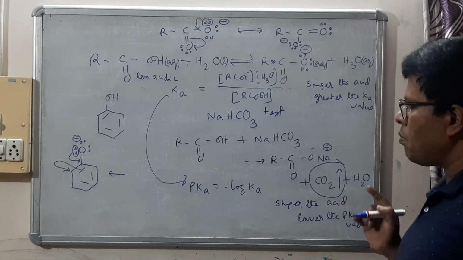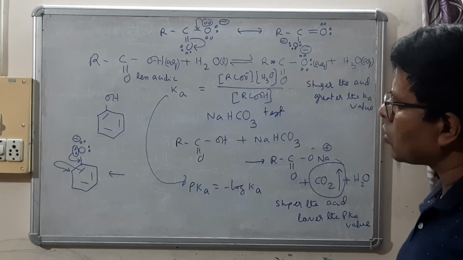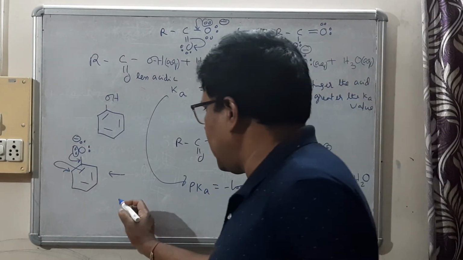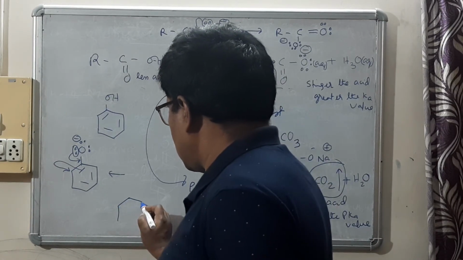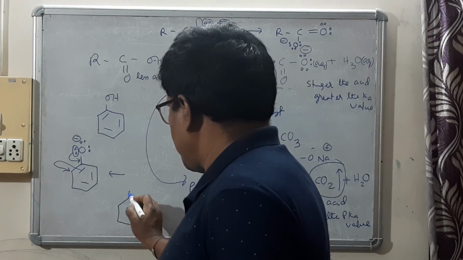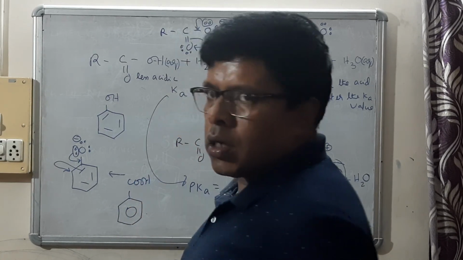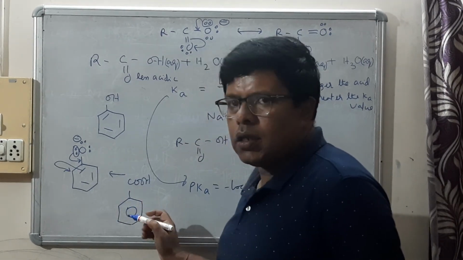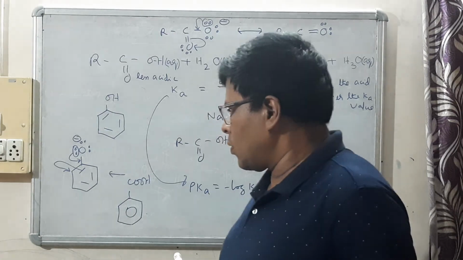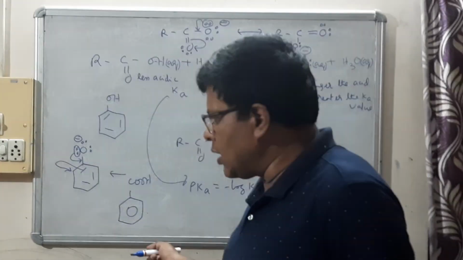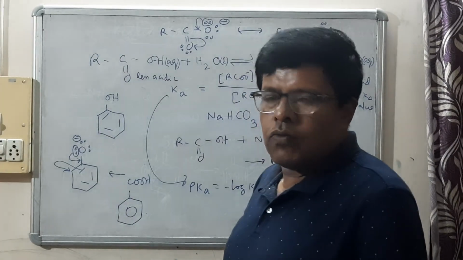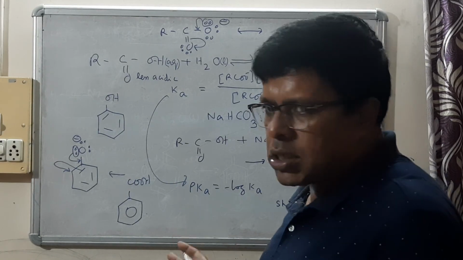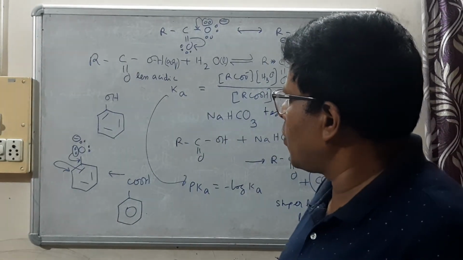So this you have to remember. And as far as aromatic carboxylic acids are concerned, the presence of an electron withdrawing group in the ring will increase the acidity, whereas the presence of an electron releasing group, as usual, will decrease the acidity. So this much is for the acidity of carboxylic acid.